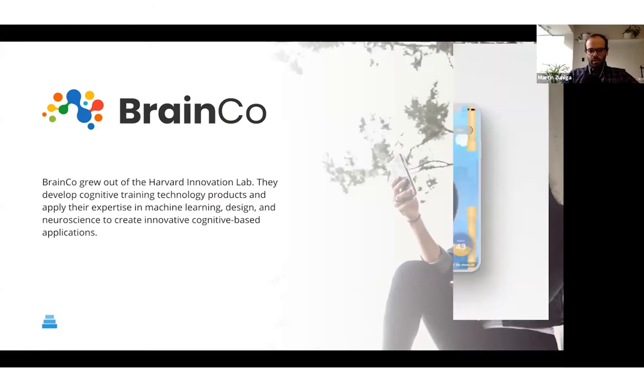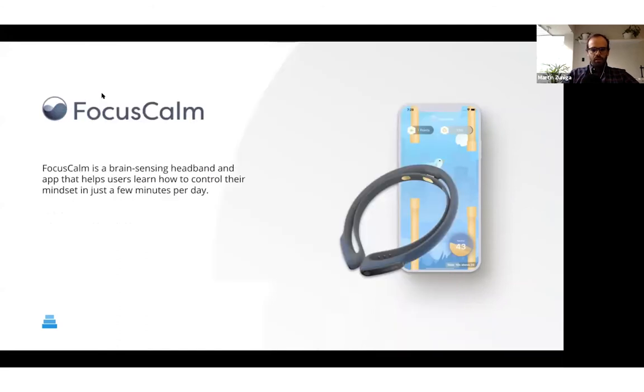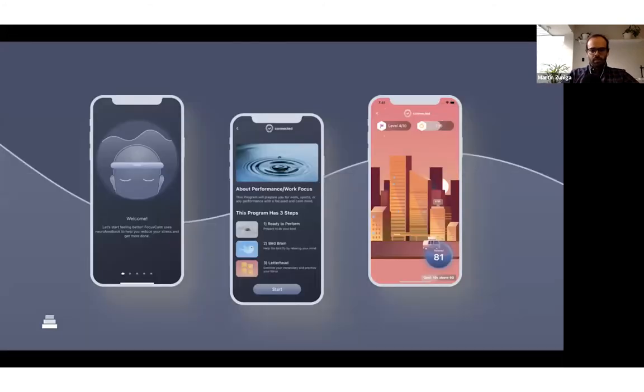So one of their main products is the FocusCalm suite, which is comprised of two different parts. One of them is the FocusCalm headband that you can see in the slide, which is a wearable that connects via Bluetooth to the app. And the other is the FocusCalm app. So together they help users learn how to control their mindset in just a few minutes per day. Here in the screens, you see what a typical workflow in the app would look like. So first, the user would wear the headband, of course, and pair it using a straightforward mechanism to pair the device with the app.